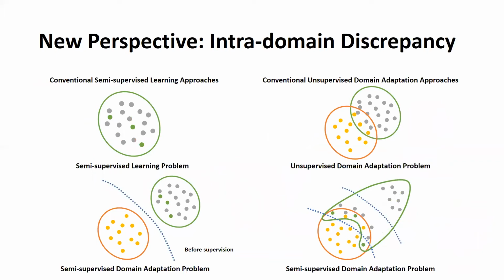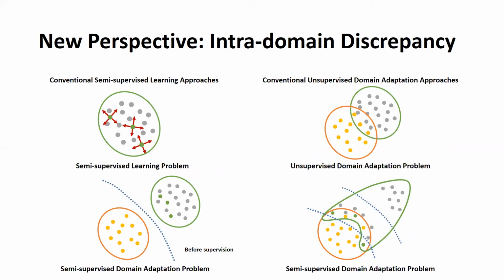Such separation of the target feature distribution can critically affect the conventional unsupervised domain adaptation approaches and semi-supervised learning approaches. Let's first begin with the semi-supervised learning approaches. Since the semi-supervised learning problem assumes labeled and unlabeled samples are drawn from the identical distribution, these approaches mainly focus on propagating the correct information from the labeled samples to their neighbors.